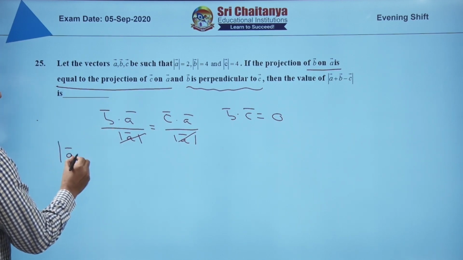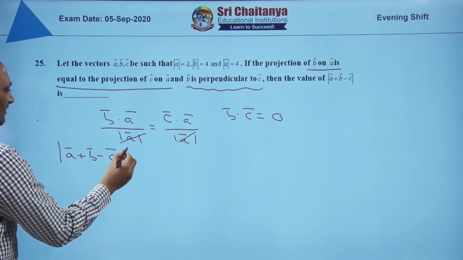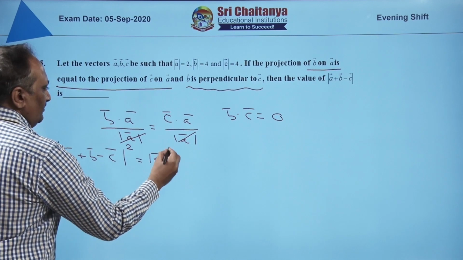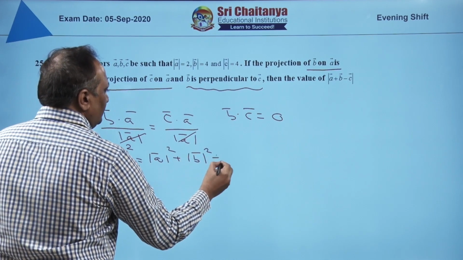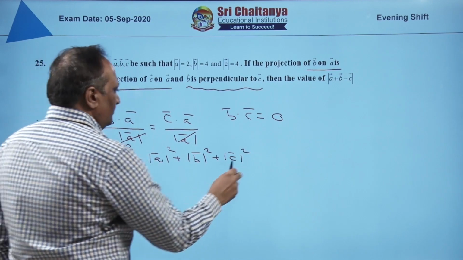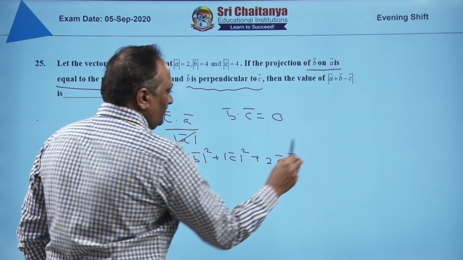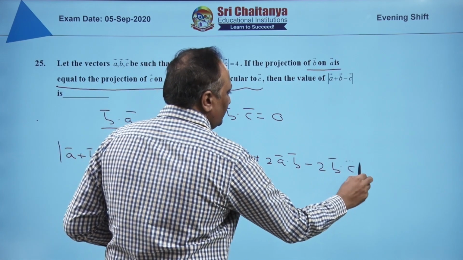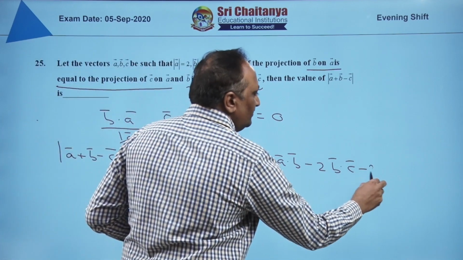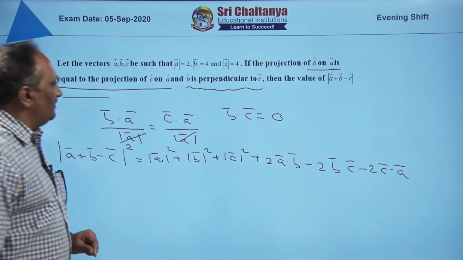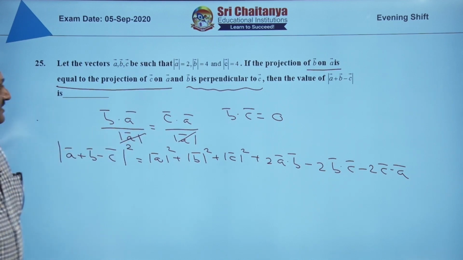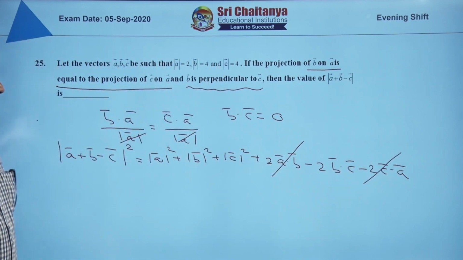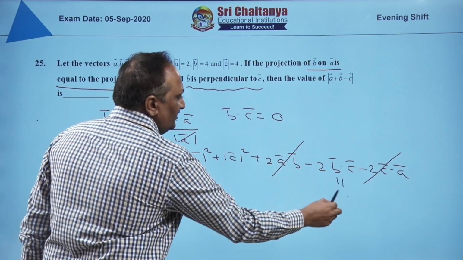We have to calculate the magnitude of the vector, mod a bar plus b bar minus c bar whole square. Mod a bar square is given, mod b bar square is also given, mod c bar square is given, plus 2 times a bar dot b bar, and with the minus sign, minus 2 b bar dot c bar minus 2 c bar dot a bar. Observe this, b dot a is same as c dot a, so these two get cancelled. B dot c is already 0, so this value is nothing but 0.